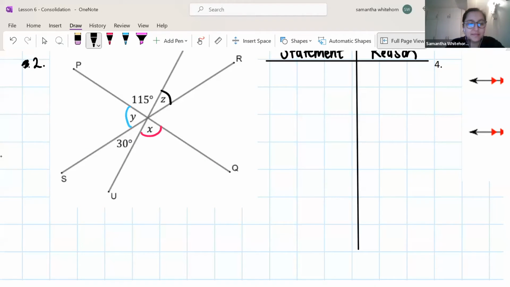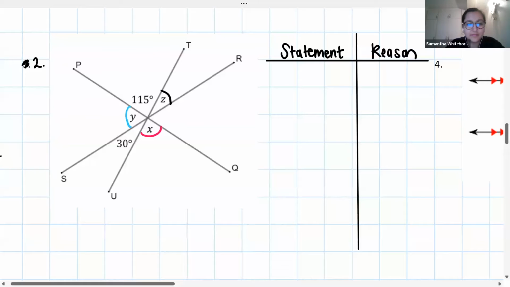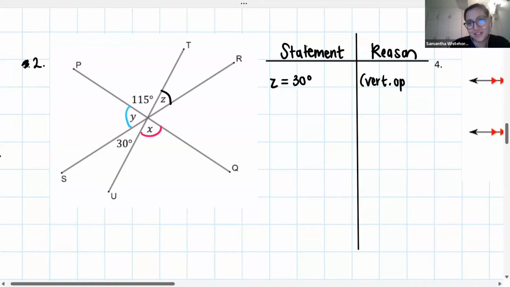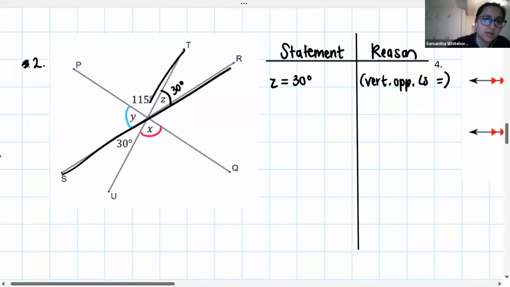Ma'am, Z is equal to 30 degrees. Okay, cool. So we're going to start with Z. Z is equal to 30 degrees. What's your reason? It's vertex opposite. Good. Okay, so guys, Z we know is 30 degrees, exactly as Chantal said. There's my cross. They're vertically opposite to each other.